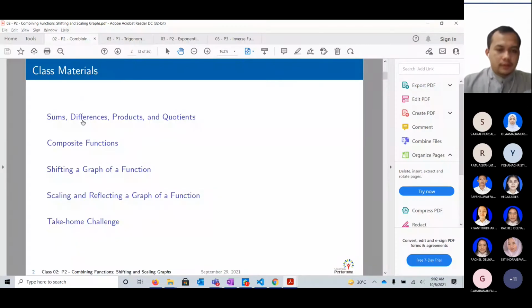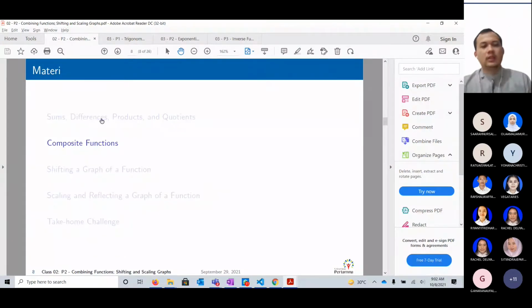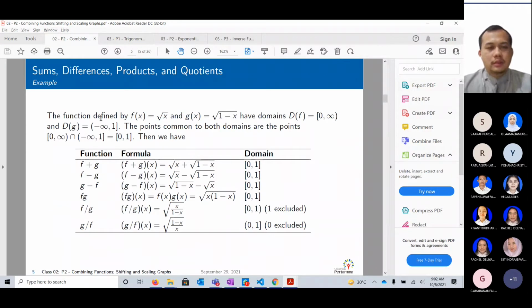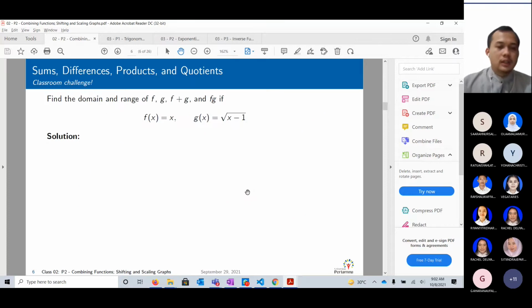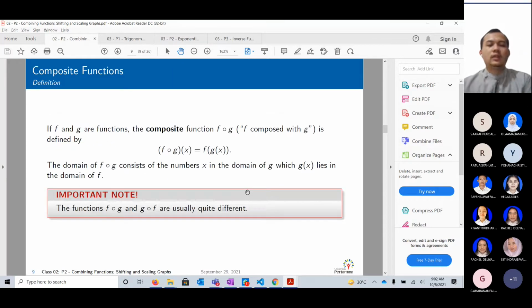Continue from where we left off last week. Last week we learned about combining functions by sum, difference, products and quotients, where we also learned about this example, and also we tried this challenge. Now we are going to the composite functions. So we can also combine functions by composite.